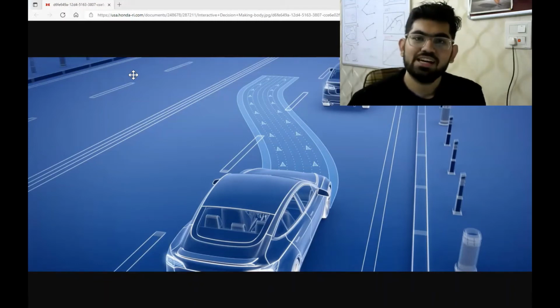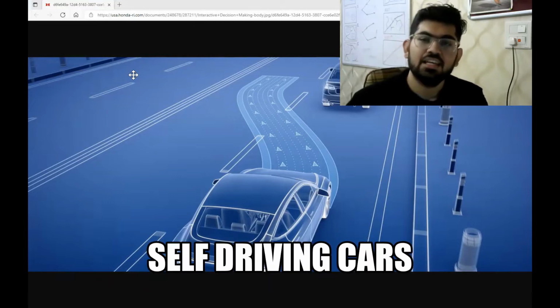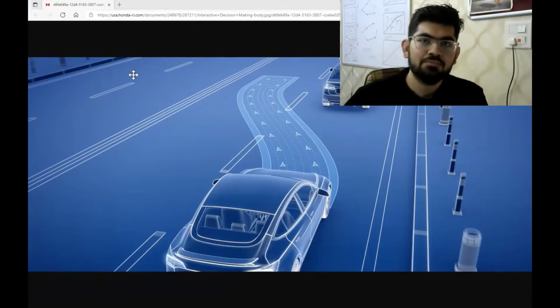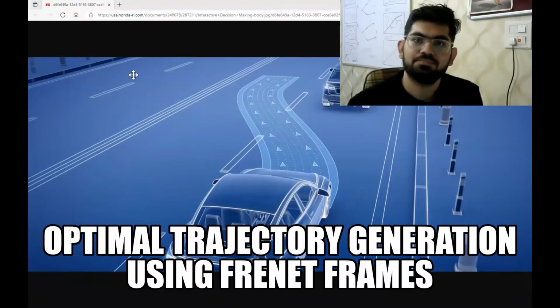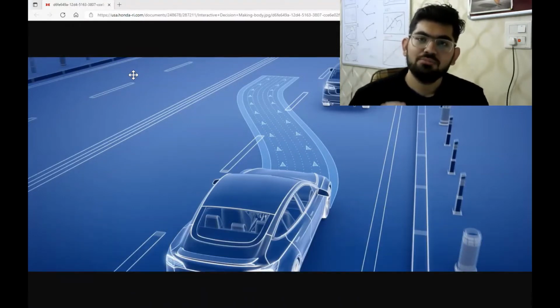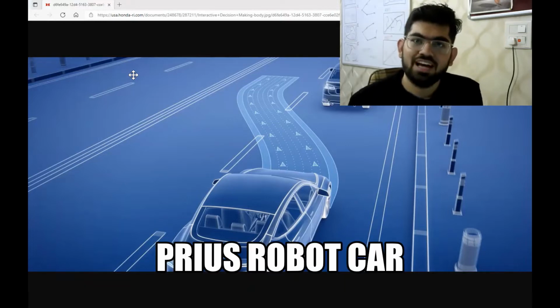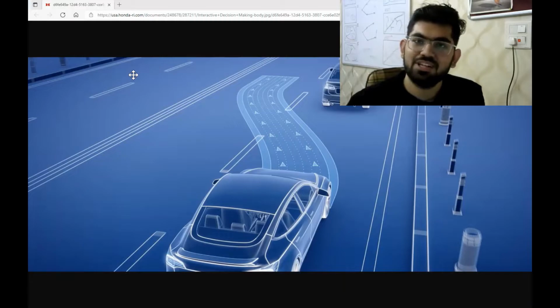In this video, we are going to discuss motion planning for self-driving cars using a classical algorithm, Frenet frames. We are going to do our motion planning on a simulation-based Prius Robot Car. Let's have a look at that simulation.